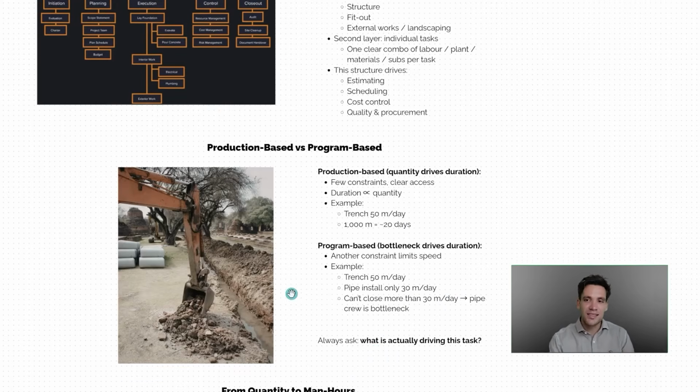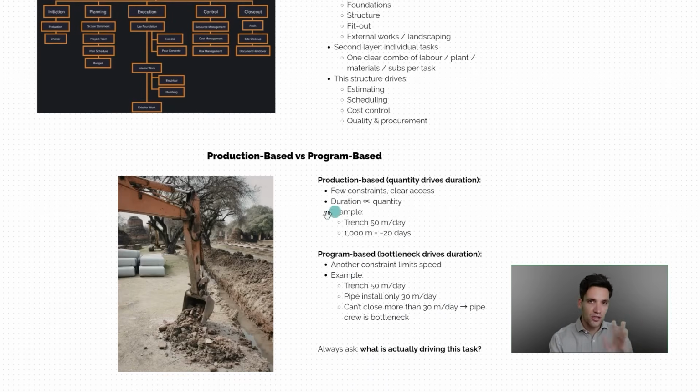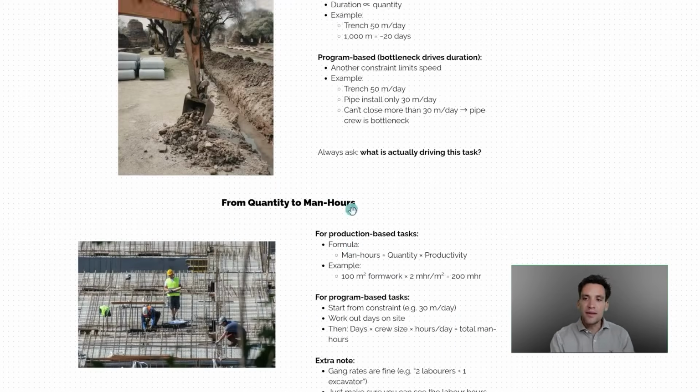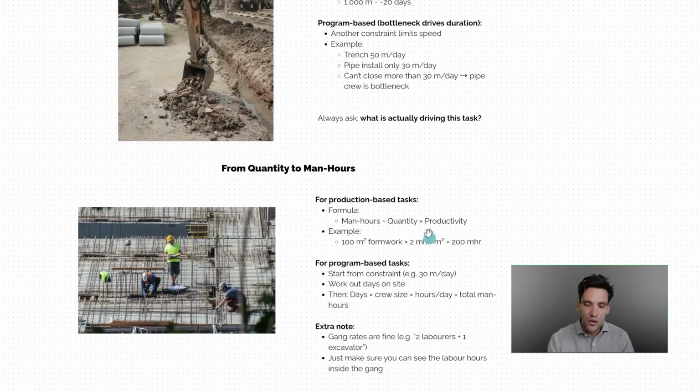So the key question to ask: I use the terms production and program based, but you just really need to understand this question. What is driving the duration of the task? The next step in this process is we need to convert the quantity of work into man hours. Again, if it's a program-based task, you do this off the overall duration of the task. But if it's a quantity-driven task, all we do is take the quantity of work and multiply it by our production rate, assuming you have the units around the right way.